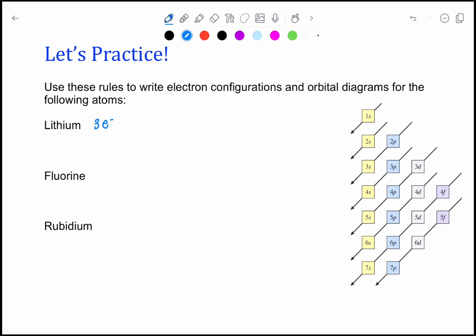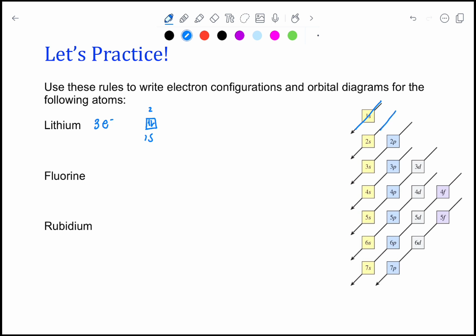I personally find it easier, as you're learning, to draw out the orbital diagram and then write the electron configuration, because you're physically seeing where the electrons are going. So let's start with the orbital diagram. We're going to start with our 1s. We're going to go through here. 1s has 2 electrons.